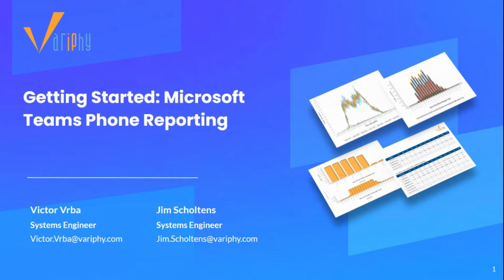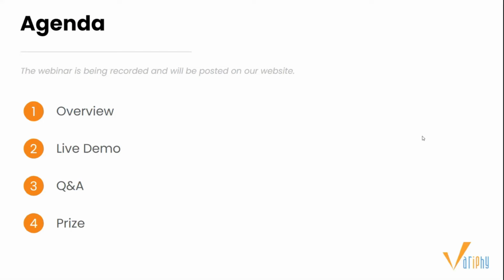So let's go ahead and start off with a quick agenda here. First, we'll start off with a quick overview of our company and what we do. Then we'll jump into a live demo where Jim's going to guide us through how to use Variphy for MS Teams reporting. We'll pause for some Q&A. So during the demo, if you have any questions, please make sure you ask them using the Q&A button up at the top of your screen there.